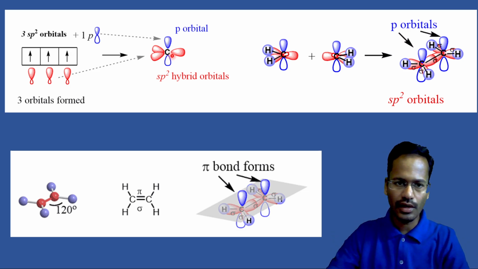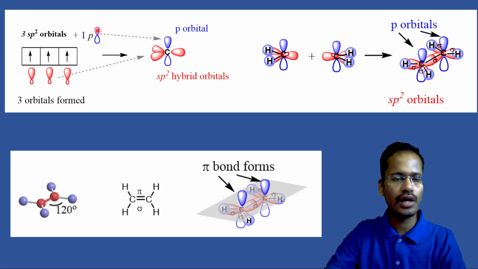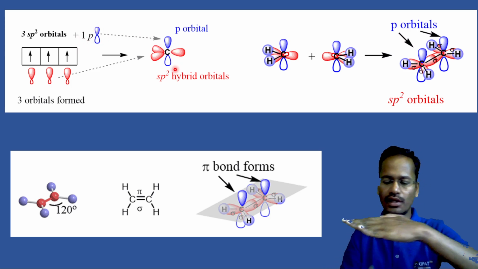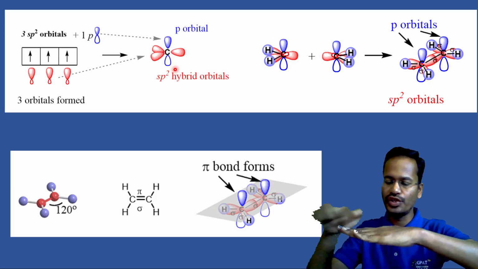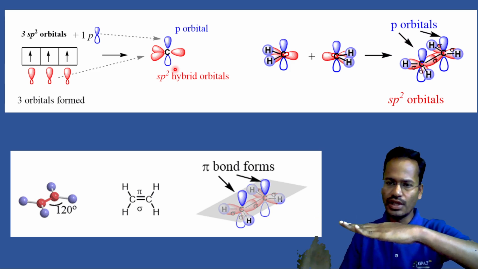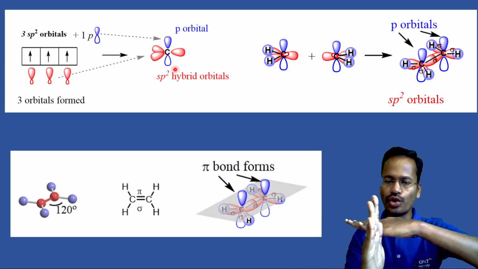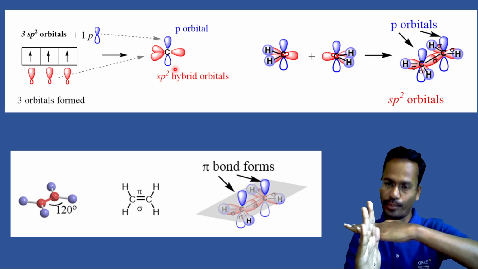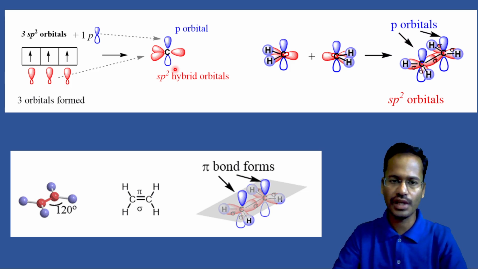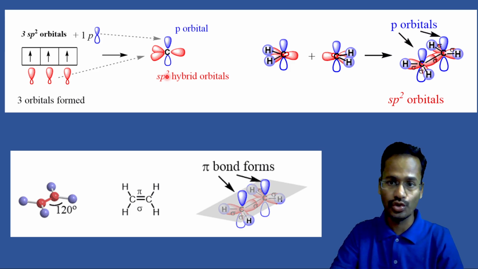And the unhybridized orbital is going to be straight. If this is the plane where we have three hybridized orbitals, our unhybridized orbital is going to be placed at exactly 90 degrees to this plane. This is how the arrangement of orbitals after hybridization is going to be, and it's very clear.